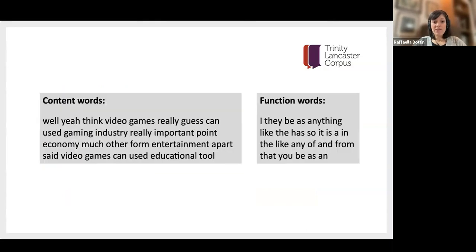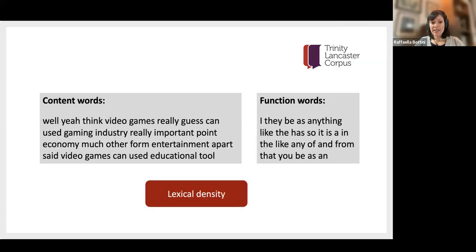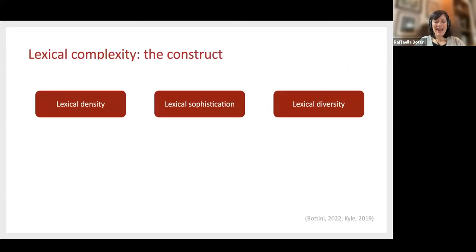We can also divide content words and function words and measure their ratio, their proportion. In this way, we can look at the density of the vocabulary that learners use. So we can now provide a definition of the construct of lexical complexity based on the example.